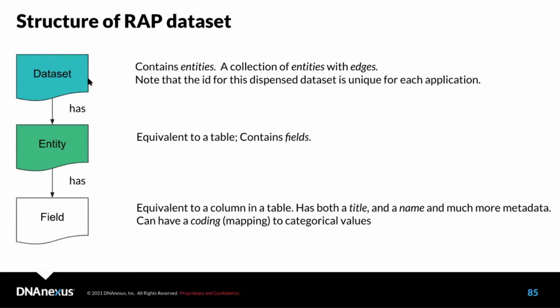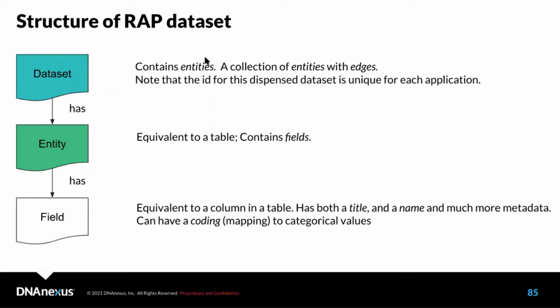There are three levels that you need to be aware of. The first is the dataset level. The dataset is the abstraction, and this dataset is associated with your particular application ID. We'll show you a little recipe for accessing the dataset in Spark JupyterLab.